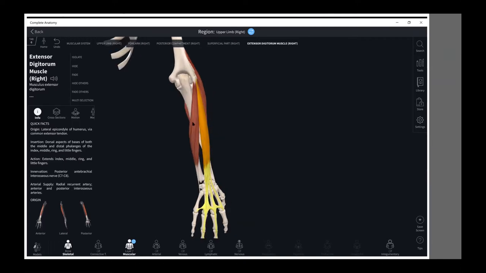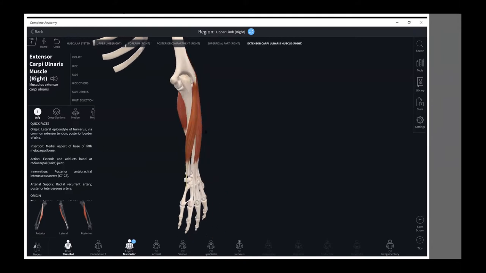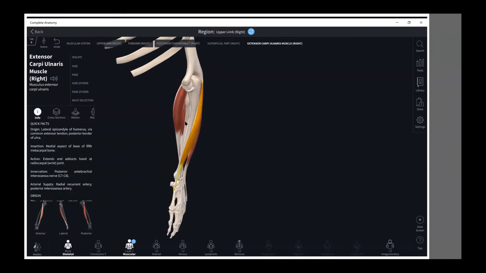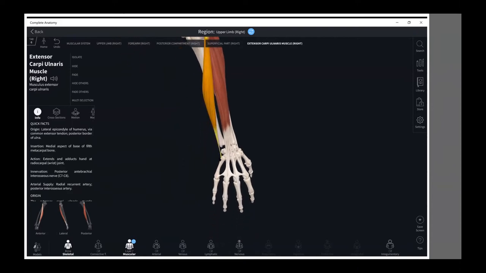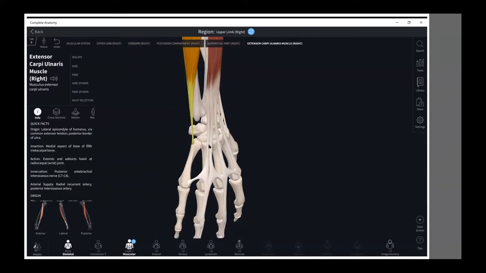We finally move to our more lateral location, extensor carpi ulnaris. Again, origin is the lateral epicondyle of the humerus via the common extensor tendon and also the posterior border of the ulna. Can't really see that in this representation. It inserts on the medial aspect of the base of the fifth metacarpal bone, and its action is extending and adducting the hand at the wrist joint. It's innervated by the posterior antebrachial interosseous nerve, C7 and C8.